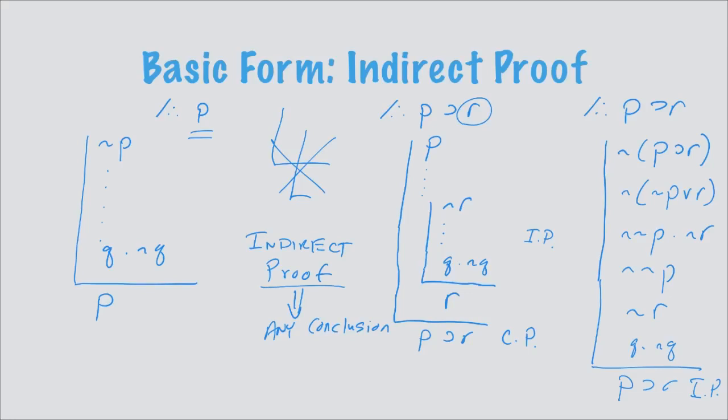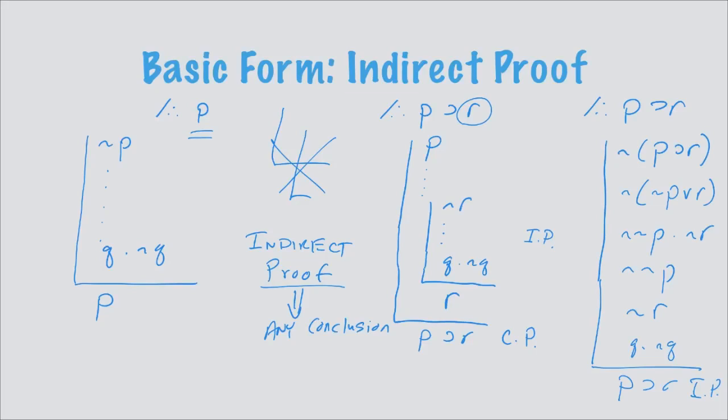Oftentimes, one hint toward indirect proof is this: if you have a single letter as your conclusion, then generally indirect proof is the way most people will start. A single letter indicates that I might want to try indirect proof. That's one general hint. It's not always the case. Sometimes it's actually easier not to do indirect proof.